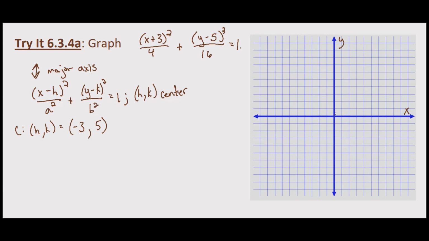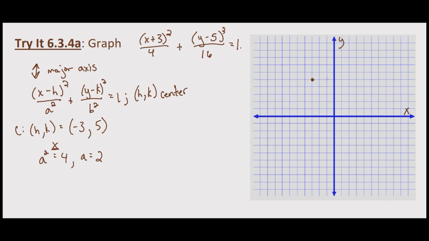So we'll go ahead and put that point on here. 1, 2, 3, 1, 2, 3, 4, 5. Now that's our center. Now how do we get to our vertices in order to graph this ellipse? Well, we look at a squared, which is under the x squared term. That equals 4, which means that a equals 2. So that's in the x direction. So we want to go plus 2 and minus 2 from the center in the horizontal direction.